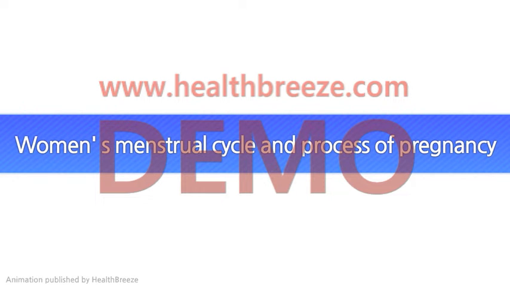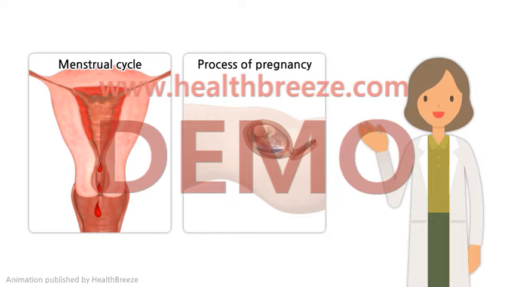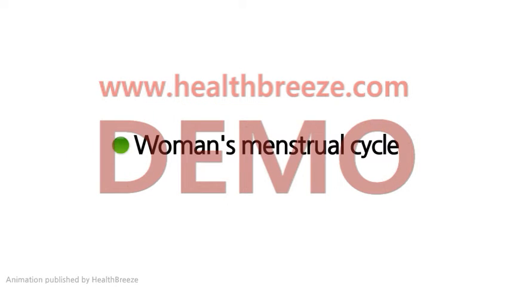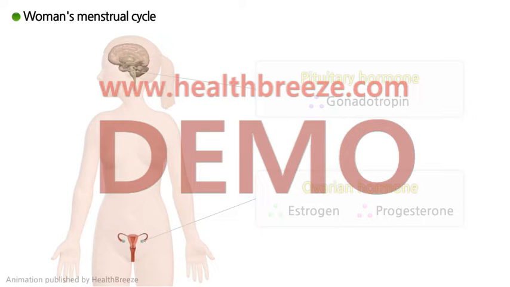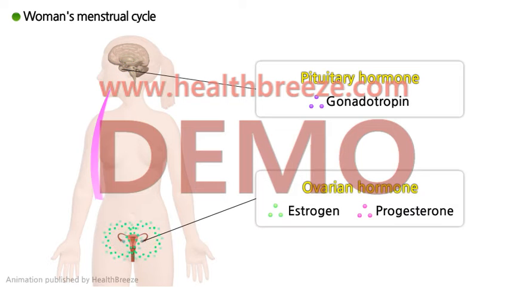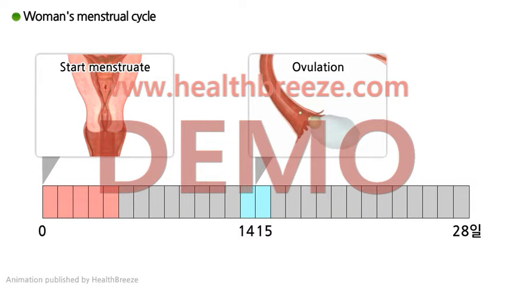Women's menstrual cycle and process of pregnancy. To understand infertility, first, you need to know about women's menstrual cycle and process of pregnancy. Women's menstrual cycle normally repeats itself about every 28 days by hormones secreted from the pituitary gland and ovary. Ovulation, which releases an egg, occurs about 14 to 15 days after the first day of the menstrual cycle.